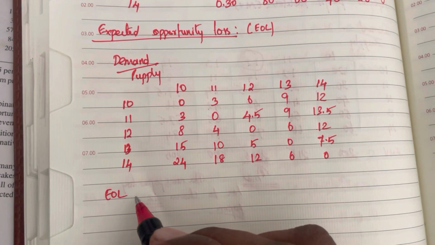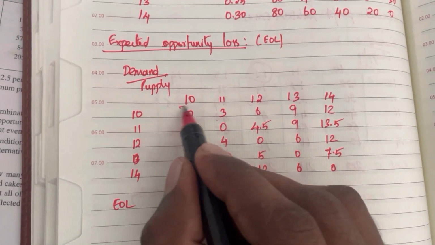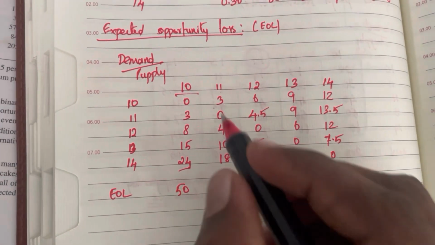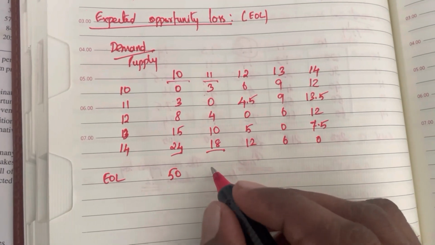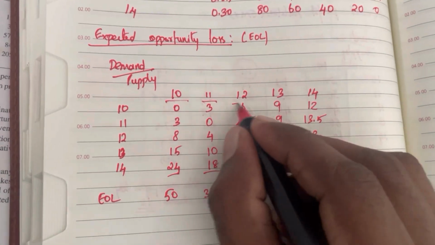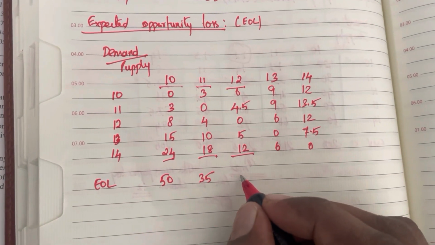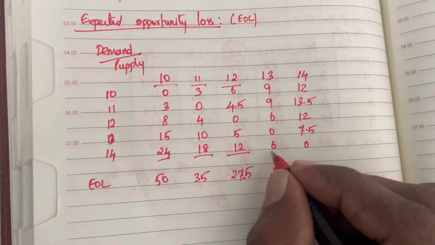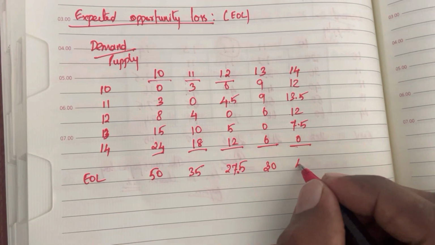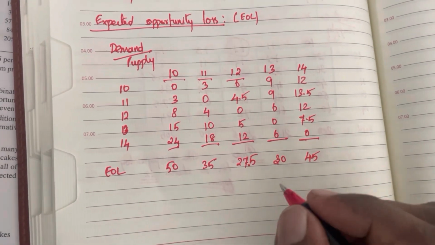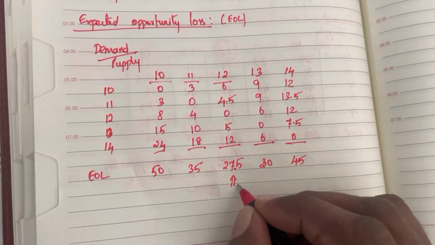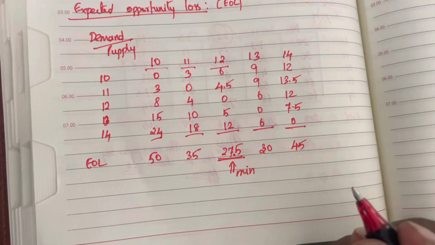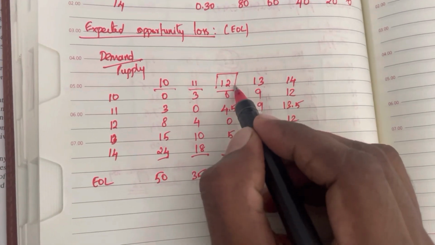So now we have to find out the total EOL. We have to sum these values from 0 to 24. So the value is going to be 50 here, and from 3 to 18 the value is going to be 35, and from 6 to 12 the value is going to be 27.5, and 30 here, and for this it is 45. So now what you need to do is the loss should be minimum, so you have to find the minimum loss. The minimum loss is 27.5, so what it says is 12.